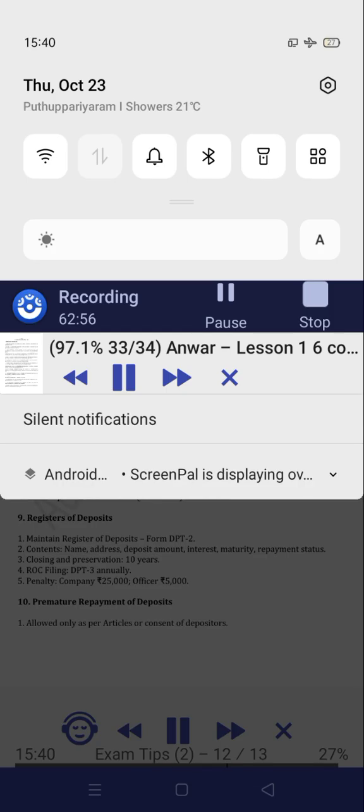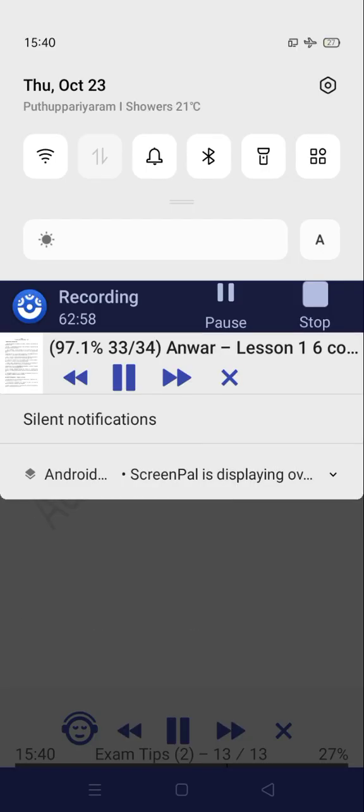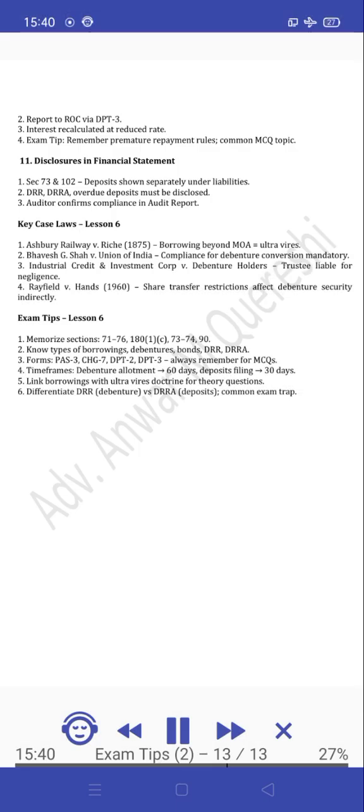10. Premature repayment of deposits. 1. Allowed only as per articles or consent of depositors. 2. Report to ROC via DPT 3. 3. Interest recalculated at reduced rate. 4. Exam tip. Remember premature repayment rules. Common MCQ topic.